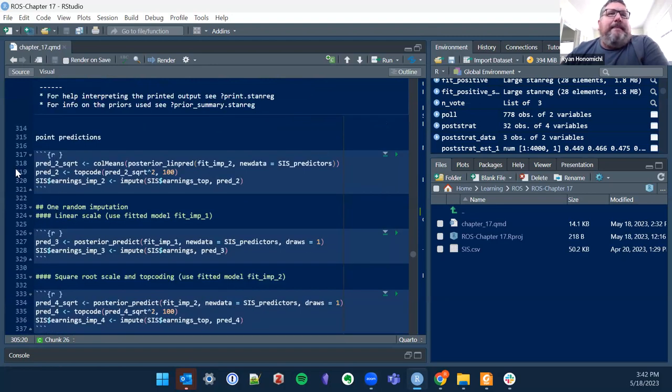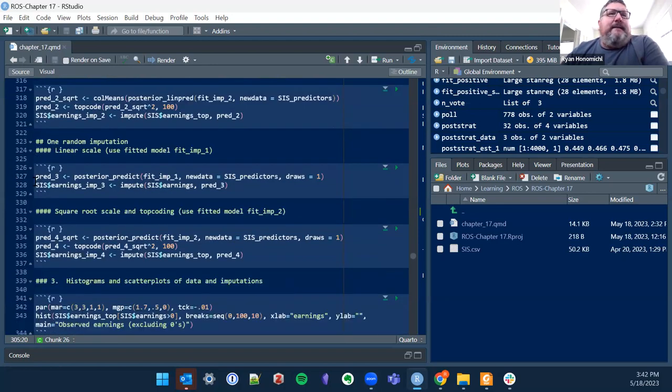And then basically in all these examples, he's using different pieces, like some square root scale transformation, and then this top coding thing, right?